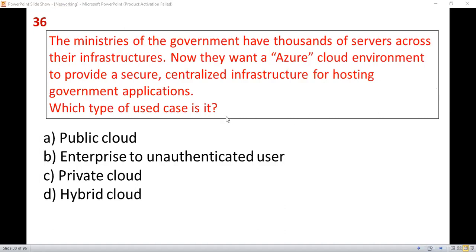The next question you can see on your screen. The ministries of the government have 1,000 servers across their infrastructure. Now they want an Azure cloud environment to provide a secure, centralized infrastructure for hosting government applications. What type of use case is it? You have the options: public cloud, enterprise to authenticate users, private cloud, or hybrid cloud. Which type of cloud can we use for government applications for hosting the centralized infrastructure?